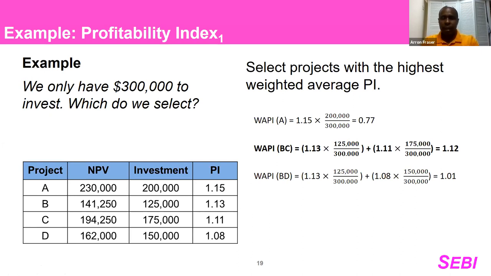The next option is B and C. If we take B and C, the total required investment is 300,000. That satisfies the limiting factor, or the limited resources that we have, of 300,000. So the weighted average profitability index of B and C would be 1.13 times the required investment of 125,000 divided by the total amount of 300,000, plus the profitability index of C, which is 1.11 times the required investment amount divided by the total limiting factor of 300,000. If we work this out, the weighted average profitability index of these two projects is 1.12.